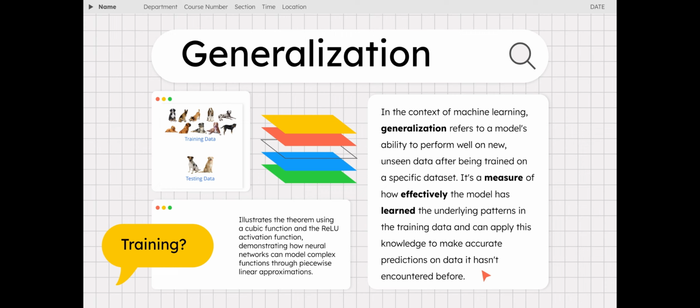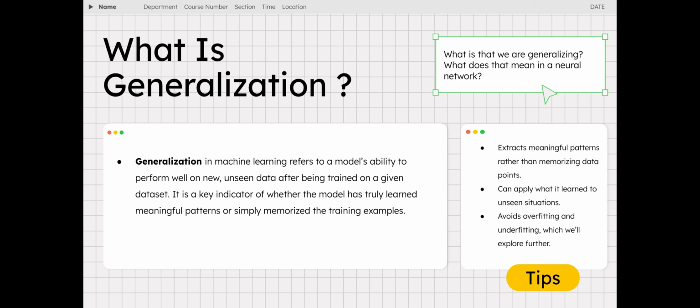So, what is it that we're generalizing? What does that mean in a neural network? What is generalization? Generalization in machine learning refers to a model's ability to perform well on new unseen data after being trained on a given data set. It is a key indicator of whether the model has truly learned meaningful patterns or simply memorized the training examples.